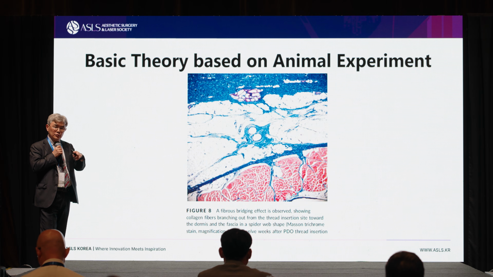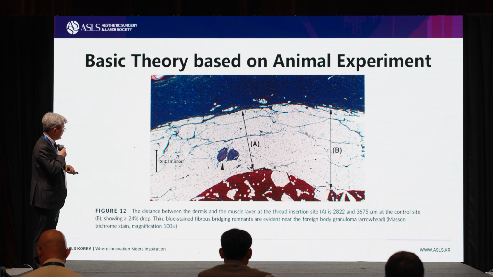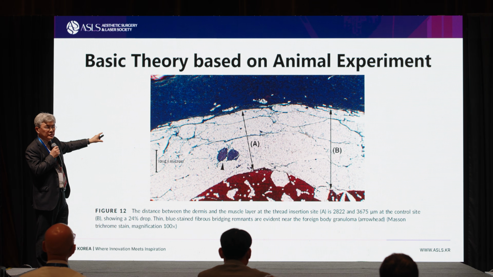We get the effective result. And the A line area is a thread insertion site. The B line is a not inserted area. The fat tissue thickness is also decreased by about 20%.